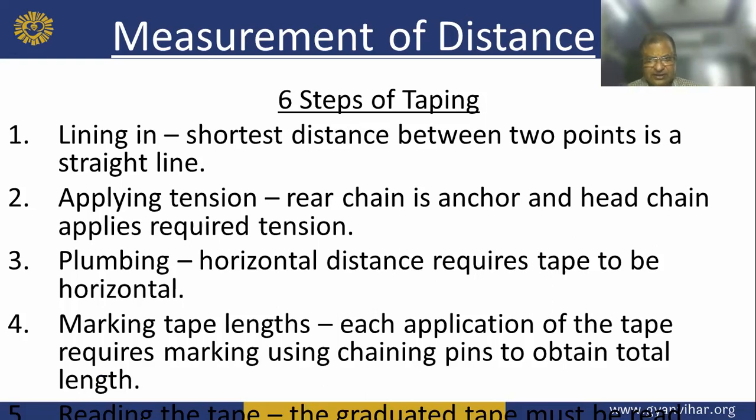Applying tension, the rear chainman at the anchor and the head chainman apply the required tension. Plumbing: for horizontal distance the tape is required to be horizontal, and the tape length is marked at each application of the tape, using chaining pins, to obtain the total distance.